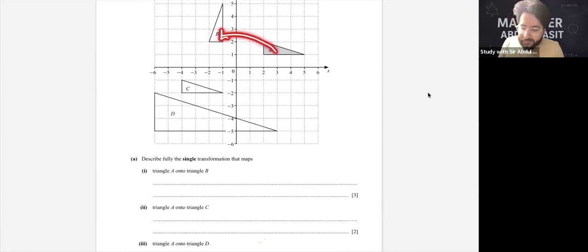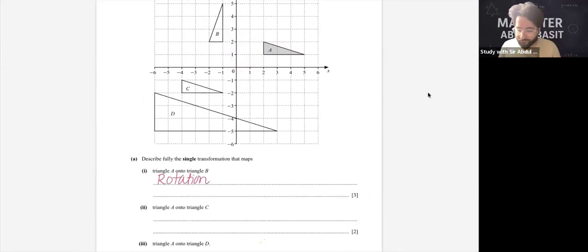So I can see that A onto B is a rotation because it is a 3-mark question, because reflection and translation will always be for 2 marks, not for 3 marks. Technically speaking, this is a rotation, and it is 90 degrees anti-clockwise. I'm not going to write anything else, I'm going to write rotation only to get 1 mark from the examiner as a gift.